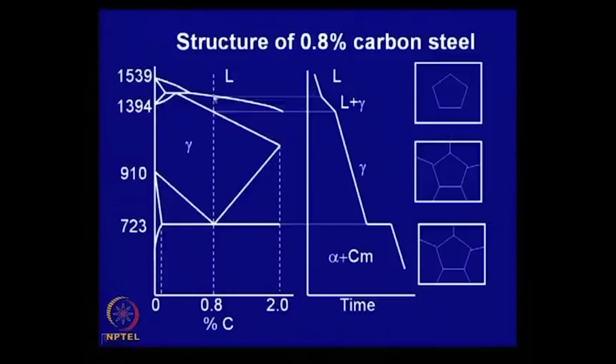You will get an inflection here, and this is the region where solidification takes place, that from liquid, gamma precipitates out. Here solidification is complete, you have gamma, and at this eutectoid isotherm, this gamma decomposes into a mixture of ferrite and cementite, and let us see what its structure will look like.